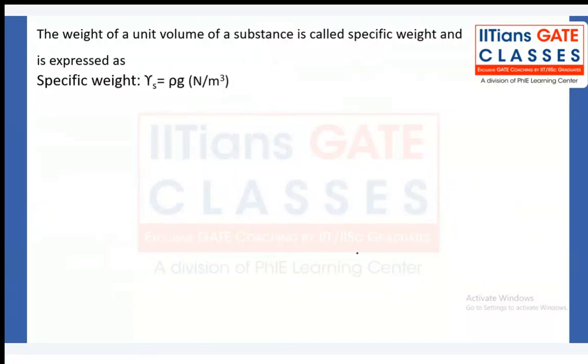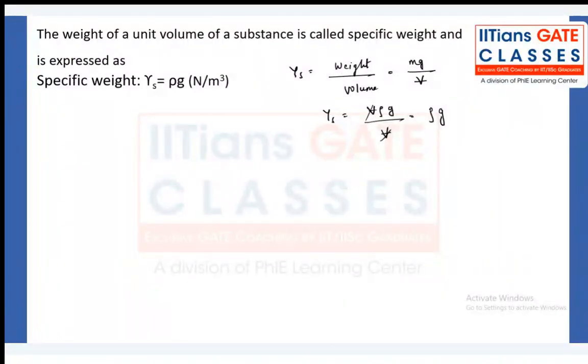Specific weight. What is the meaning of specific weight, guys? Specific weight, gamma s, will be weight per unit volume. Weight is what? mg over volume. Now, what is gamma s? mg, what is the m? Volume into density, into g, over V. So this V will cancel out. We are left with rho g. So specific weight is rho g. What is the unit? The unit should be weight per unit volume, that means Newton per meter cube.